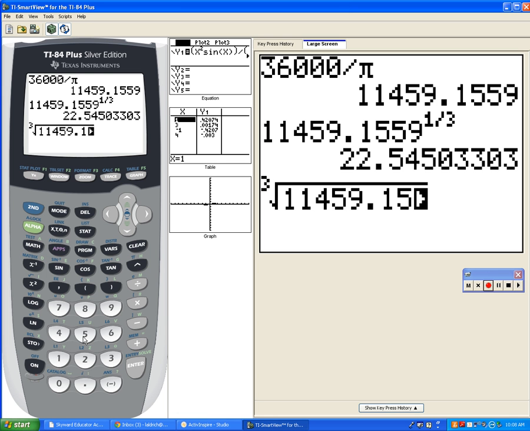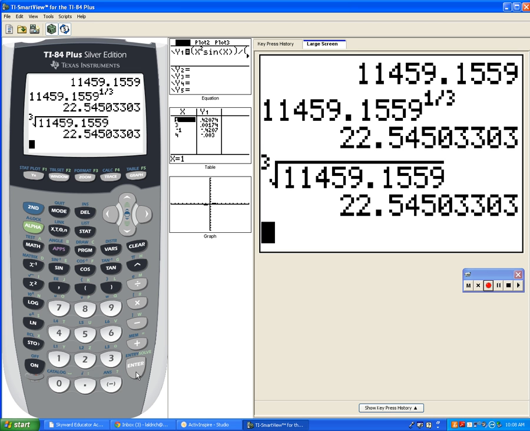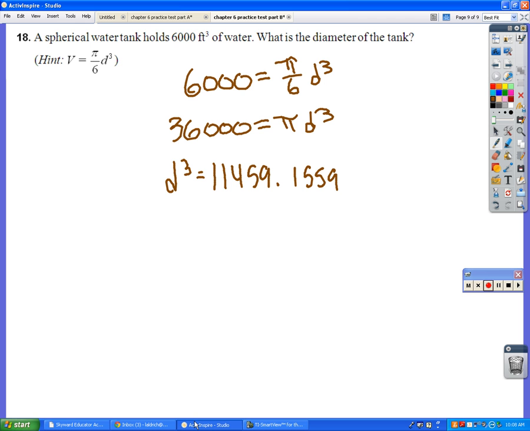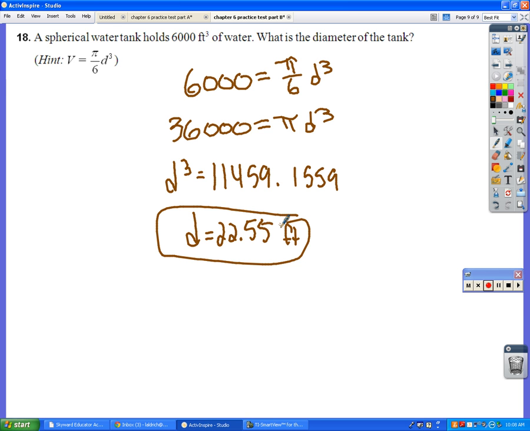Either way you slice it, you'll get the same answer. Okay? So about 22.55 feet.